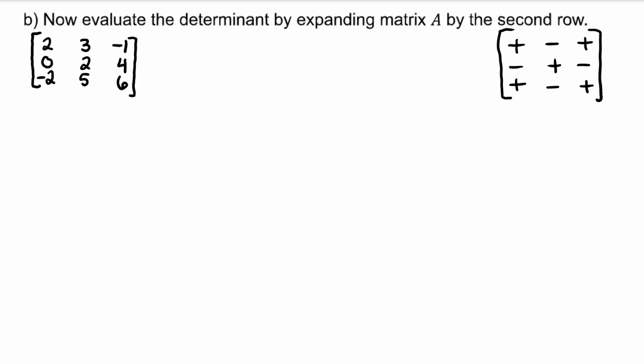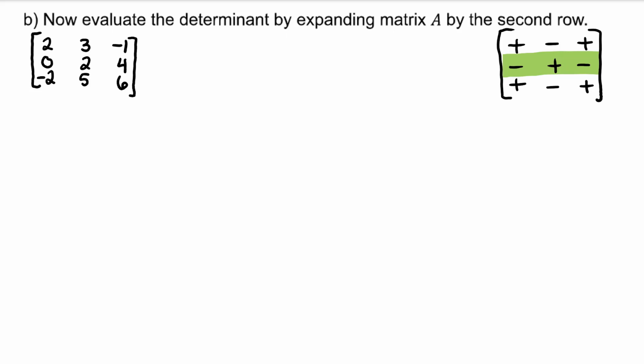Part B. Now evaluate the determinant by expanding matrix A by the second row. So for cross products, we always had the first row was ijk, so we always expanded across the first row to get the resultant vector. But we have all constants here, no ijk. We can actually expand along any row or any column that we want to.